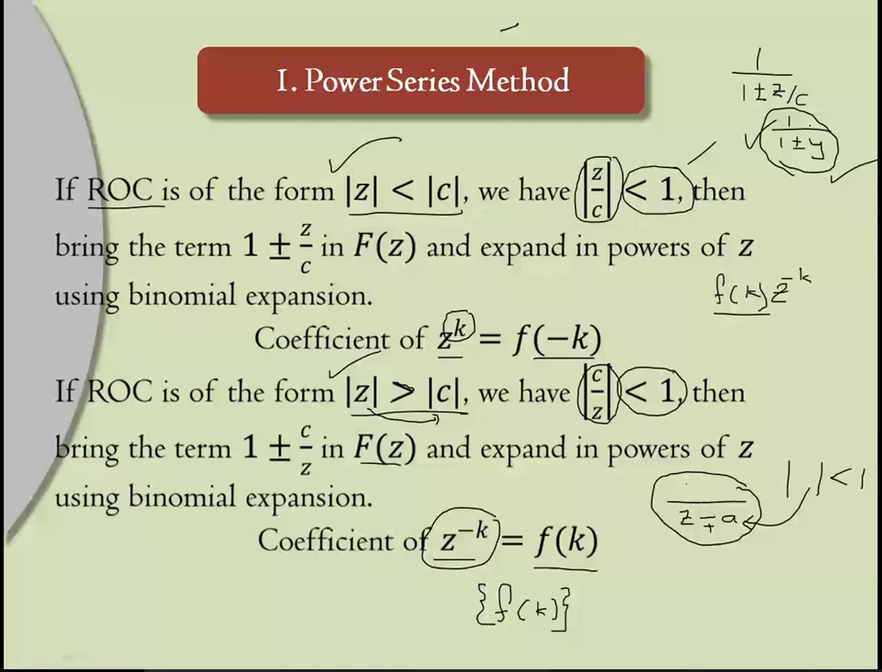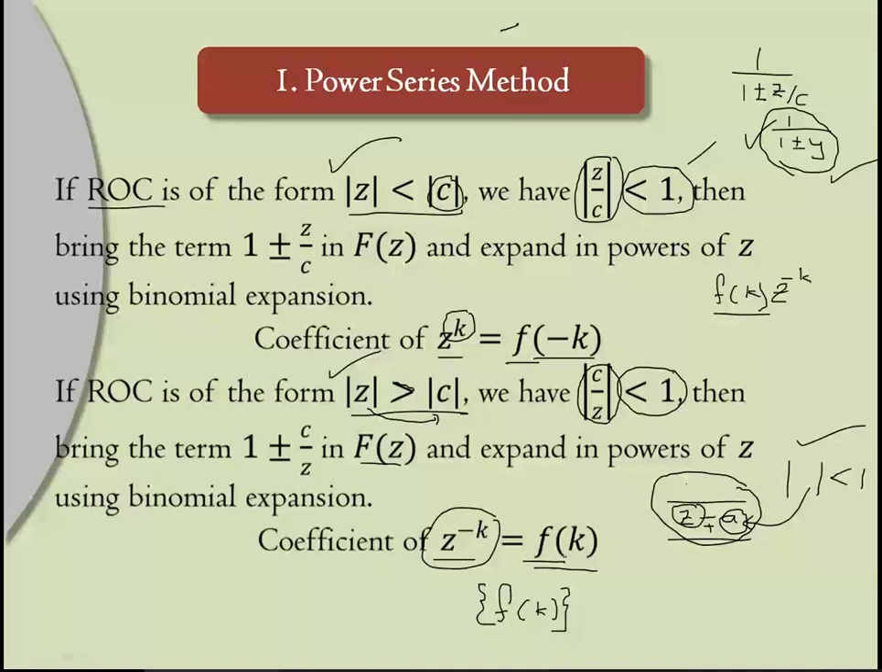What is important is remembering what to do. First separate out the terms, then look at the ROC, check the condition on z and a, z and c, whatever term is there. Then try to bring the term less than 1, then bring that term in and do the expansion. After that, compare the coefficients and get the corresponding term. Now I'll take a problem, then you will understand how to make use of this technique to solve it.